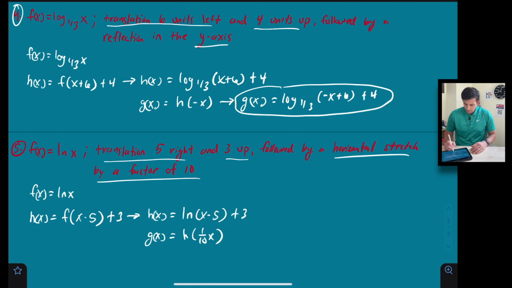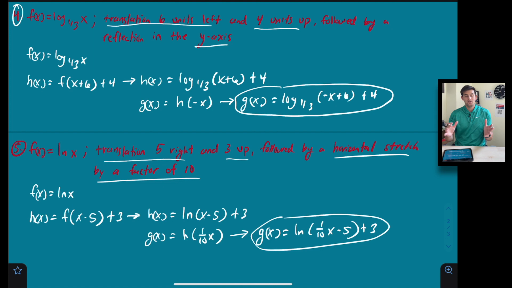Okay. All right. So now we're going to finish this off and say g of x is equal to the ln of 1/10 x minus 5 and then plus 3. Okay. And so that is how you can write some transformed logarithmic functions.